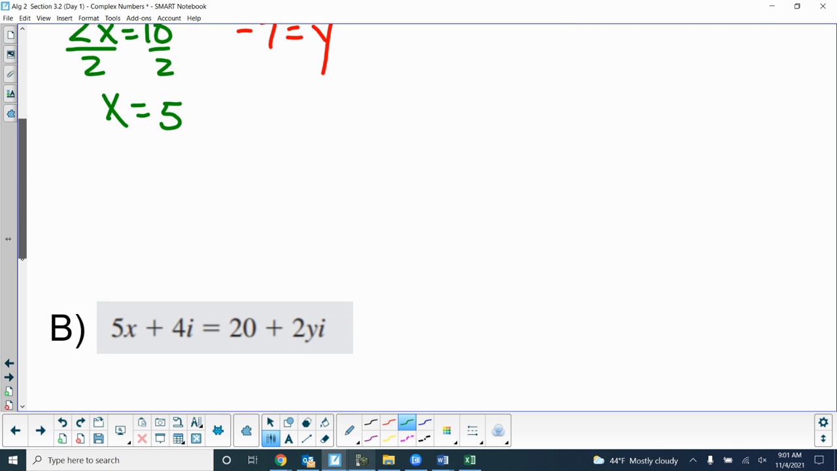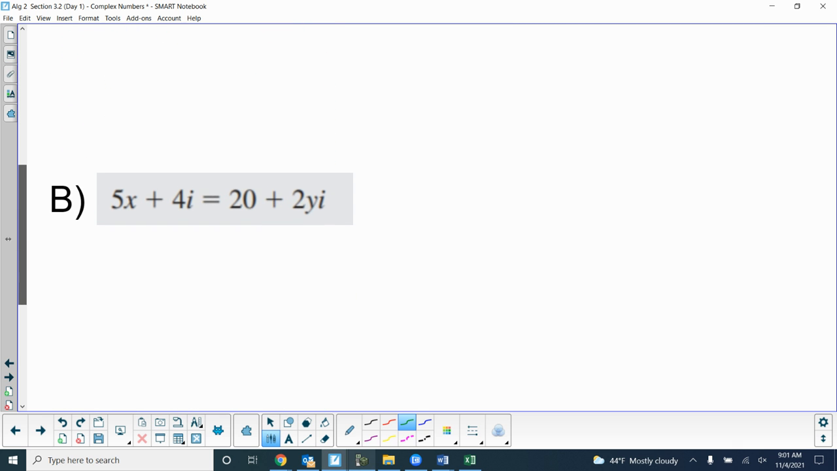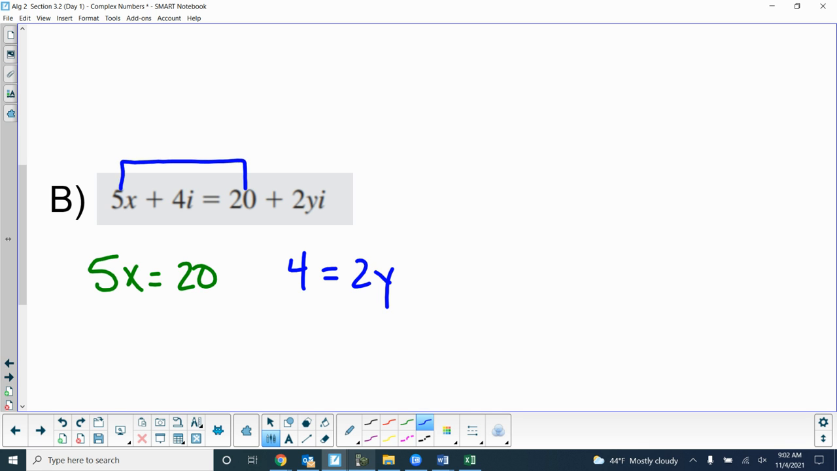So Connor, what am I going to set equal? 5x equals 180. And 4 and what? What's in front of y? Yeah, 2y. Yeah, so the real parts set equal, and then the imaginary parts set equal.